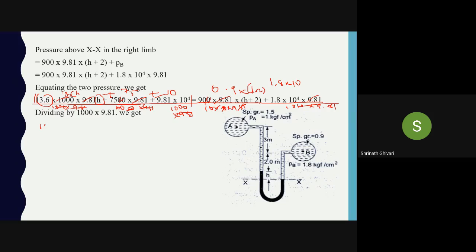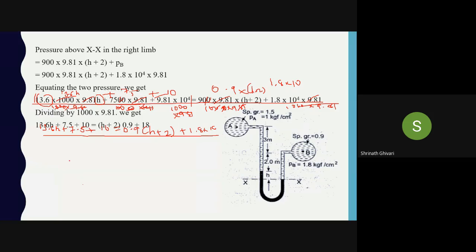So 13.6 H plus 7.5 plus 10 equal to 0.9 into H plus 2 plus 1.8 into 10. Check whether I am doing it correctly or not. Don't rely only on me. So H is equal to 0.181. Okay, correct. I'll just try to solve this. Now we'll check whether it is correct or not.